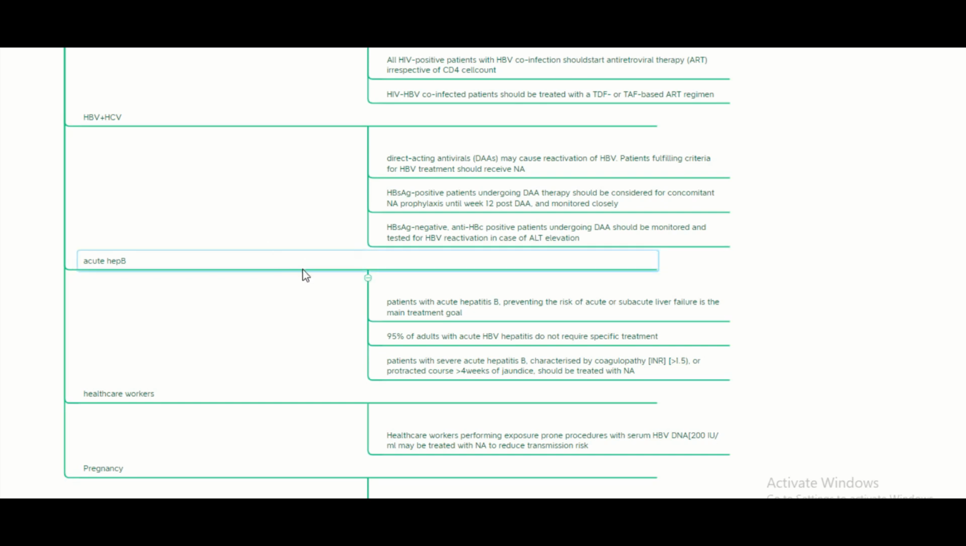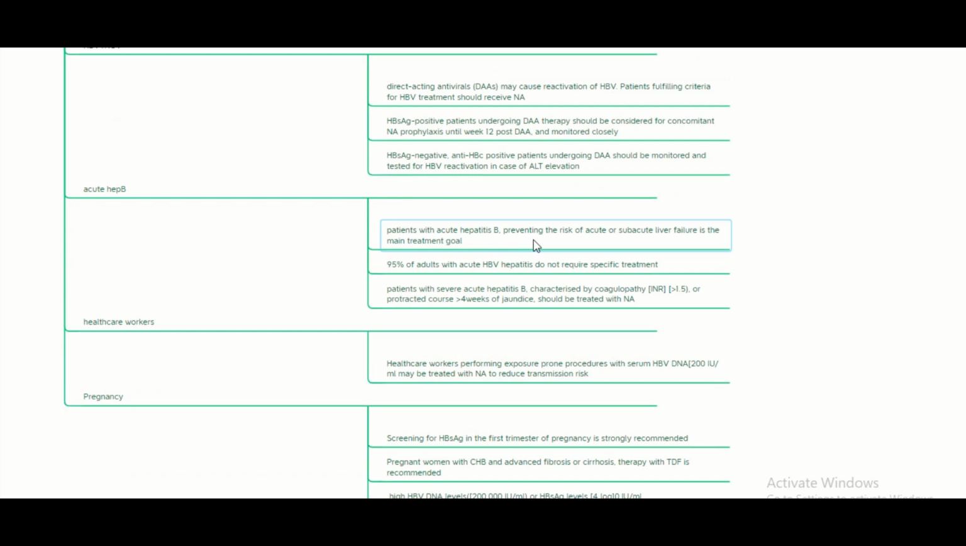If the patient is HBs negative and has anti-HBc positive, the patient should only be monitored and tested for reactivation if the ALT is elevated, but usually ALT is elevated when taking DAAs.